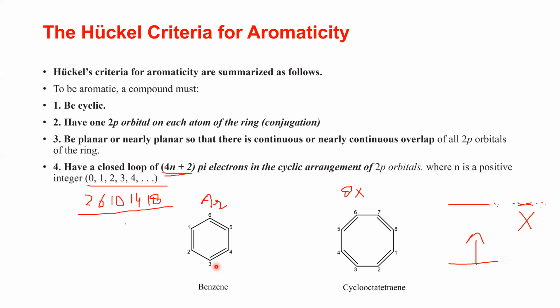Now, the fourth one is another very important point: it has to satisfy the 4n plus 2 pi electron criteria in the cyclic arrangement of 2p orbitals, where n is a positive integer. So you have to put in that value and confirm with your given structure that it is satisfying this number of pi electrons by putting in any of the values from the positive integers, then that will be an aromatic one. And now we will compare two examples here just to make it understandable for you.